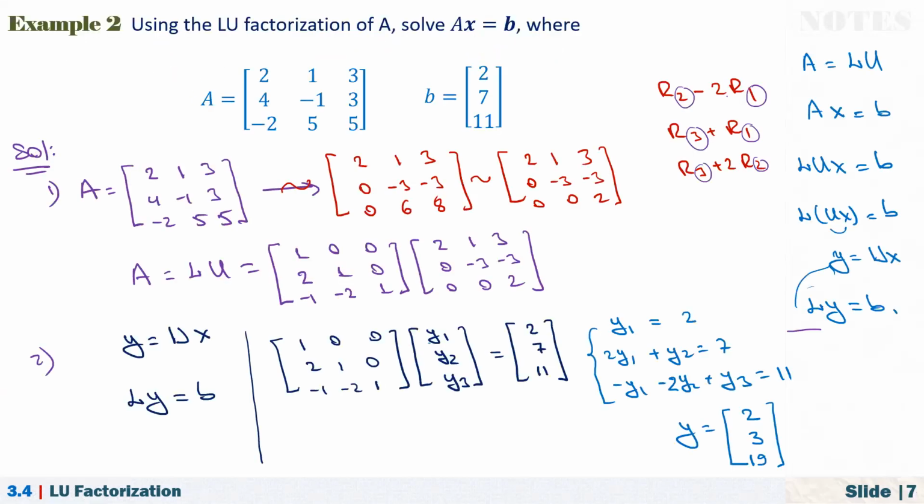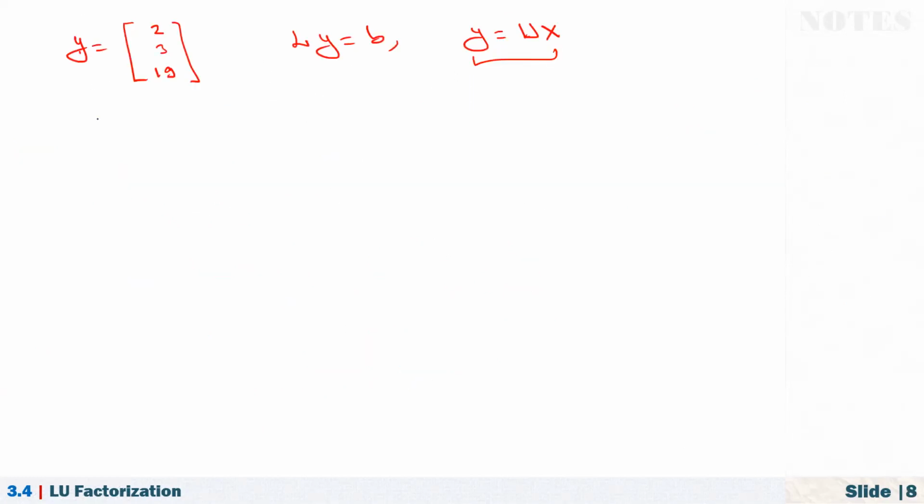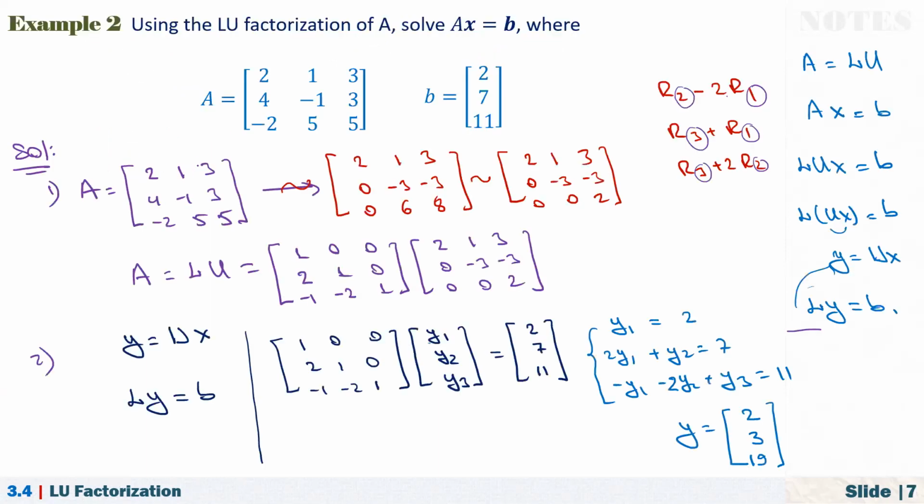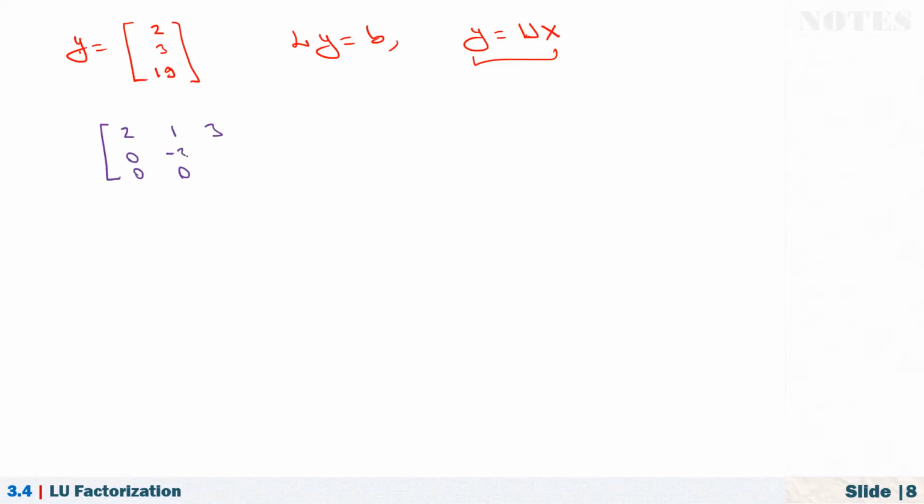So what is u? U is 2, 1, and 3. It should be 0, and this is 0, and also this is 0, right? So minus 3, minus 3, 2. So this one is minus 3, and this one is 2. Times x. So x is, here we have x1, x2, and x3, right? So that thing is equal to y. What is y? Y is equal to 2, and 3, and 19. Okay, so now in back substitution, we can actually find x1, x2, x3.